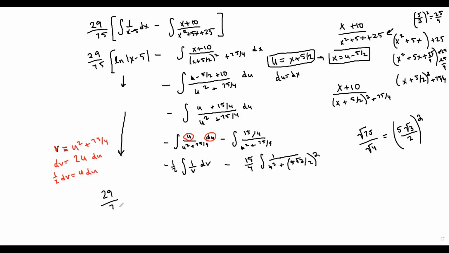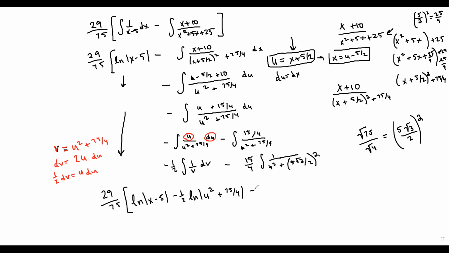So I'll say 29 over 75 times the natural log of the absolute value of x minus 5. Now I'm ready to integrate 1 over v. That's also natural log. So I'm going to say minus 1/2 times the natural log. I'm also going to swap back in what I had for v, which is u squared plus 75 over 4. I still am going to have to swap back in what I actually have for u eventually, but we'll just leave this like this for now.